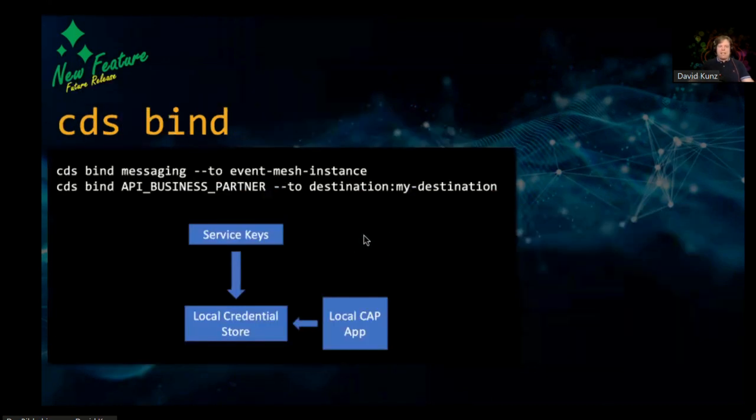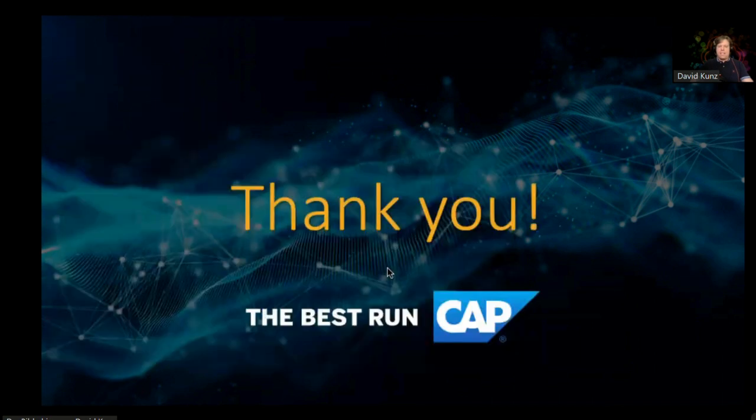And then there's this new command, cds-bind. I told you before that in the future, you will not have to deal with credentials and manually retrieving the credentials through manually creating service keys or stealing them from a deployed app or anything. We will provide a command, cds-bind, where you can just say, okay, I want to bind the messaging service to my event mesh instance, and you're done. You know, no more fiddling around with JSON or anything. So it will create service keys, load it somehow in your local credential store so that your local CAP app has access to. So this is the end.